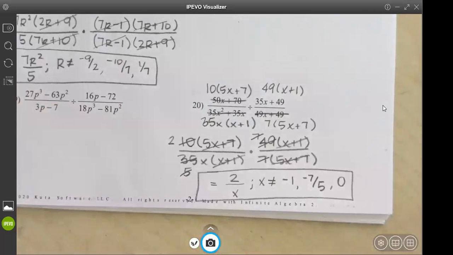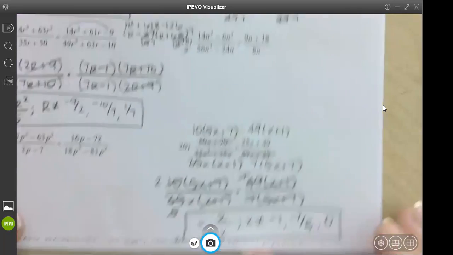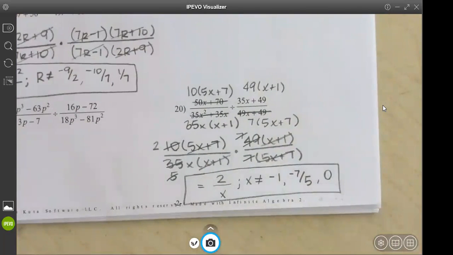Any questions? All right. I think that stops us. Tomorrow will be a little bit more challenging because it's adding and subtracting. But we just got to find a common denominator, and that's the hard part. After finding the common denominator, it gets easy. So I'm going to stop sharing and stop recording.